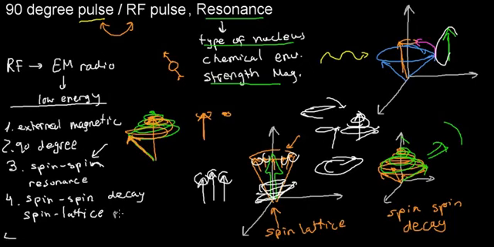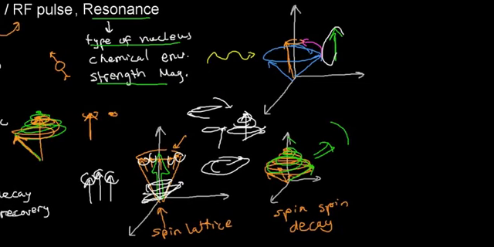The spin lattice, or longitudinal, you can call it whatever you want. The spin lattice recovery. Let's switch colors here. Spin lattice recovery. This is the same thing. And then I can go back. Step 5 would be repeat step 1, and then I can get multiple readings about the specimen. And what's important to understand is we get the information.